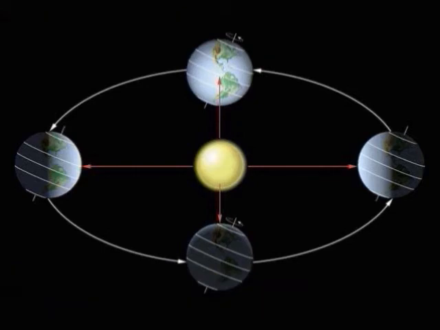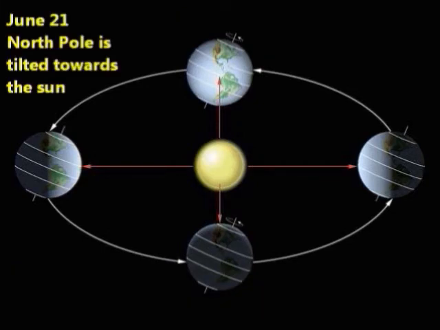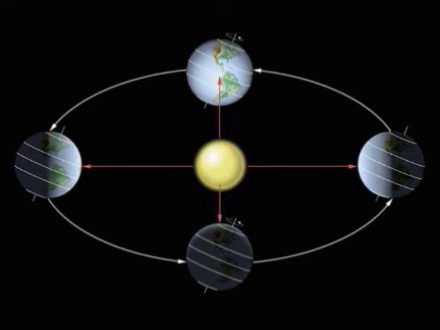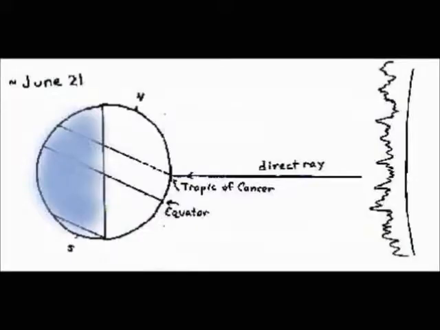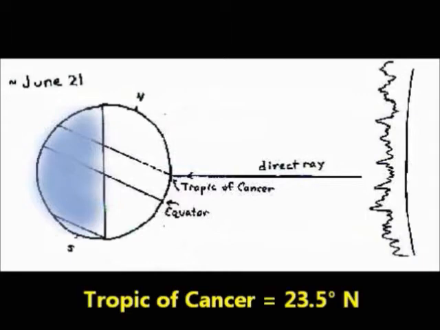And you'll notice that at one time of year, the North Pole is pointed towards the sun, and that would be summer in the northern hemisphere, and it would be winter in the southern hemisphere. On June 21st, when the North Pole is tilted toward the sun, light is directed at the latitude 23.5 degrees north of the equator, which is known as the Tropic of Cancer.